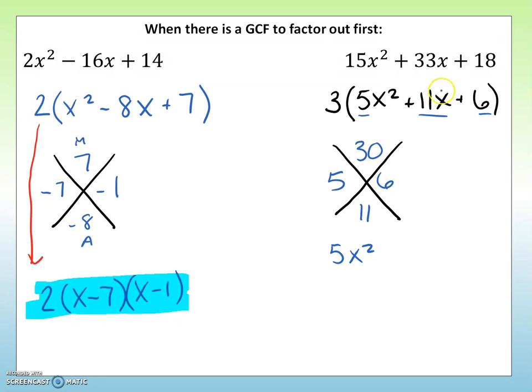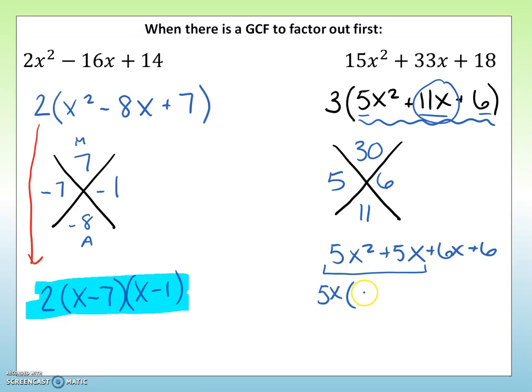5x squared. We're splitting this 11x, so plus 5x plus 6x plus 6. We're just rewriting this and splitting the 11x into 5x plus 6x. Now we group it. 5x squared plus 5x. The GCF here is 5x. Factor that out of these two terms, we're left with x plus 1. Grouping the last two terms, our GCF is 6. And when we factor that out of the last two terms, we're left with x plus 1.